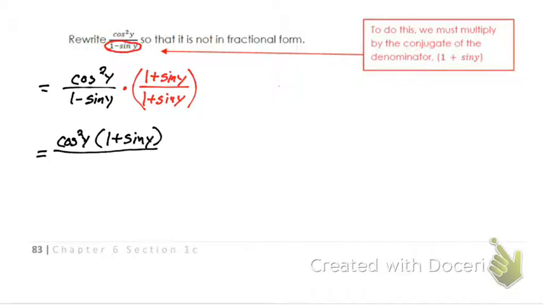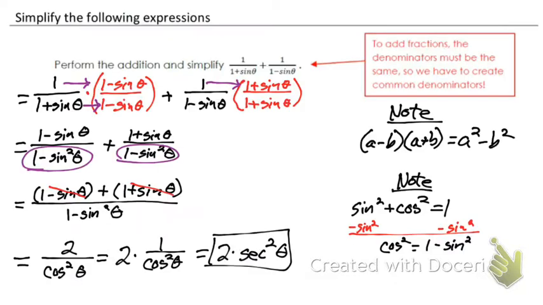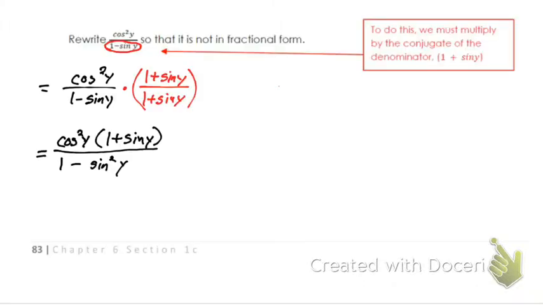all over, and our denominator is going to be a difference of squares. A minus b times a plus b. So it's just a squared, which is 1 squared, minus b squared, which is sine squared y. Whenever you see sine squared or cosine squared, you should think sine squared plus cosine squared equals 1. If you look right above, we did this problem already. We have cosine squared equals 1 minus sine squared. So that denominator actually just equals cosine squared.